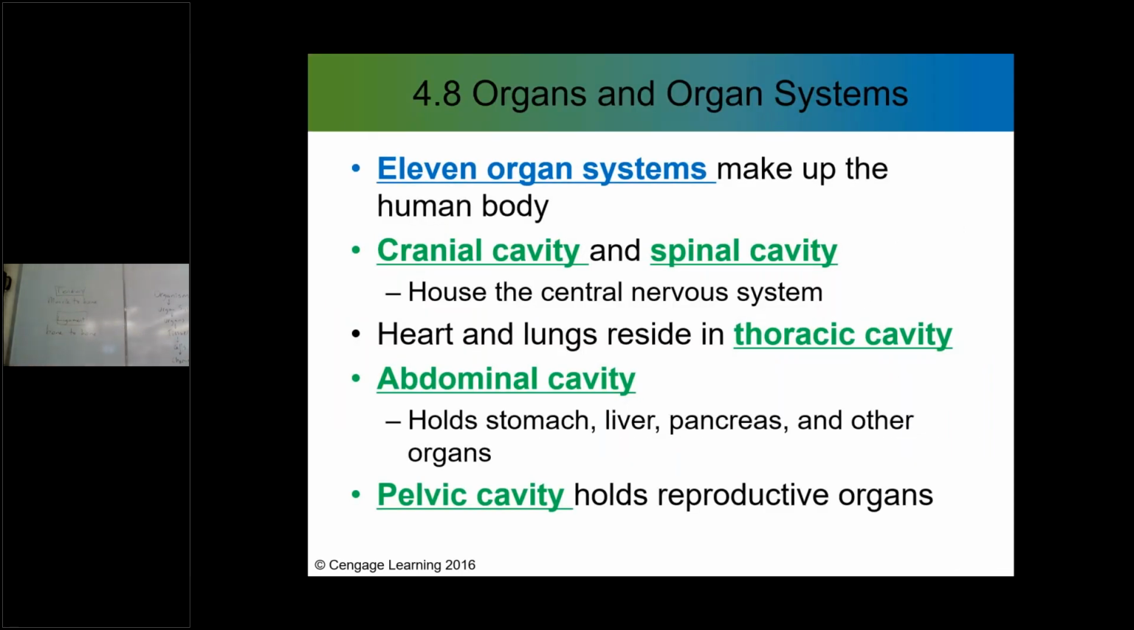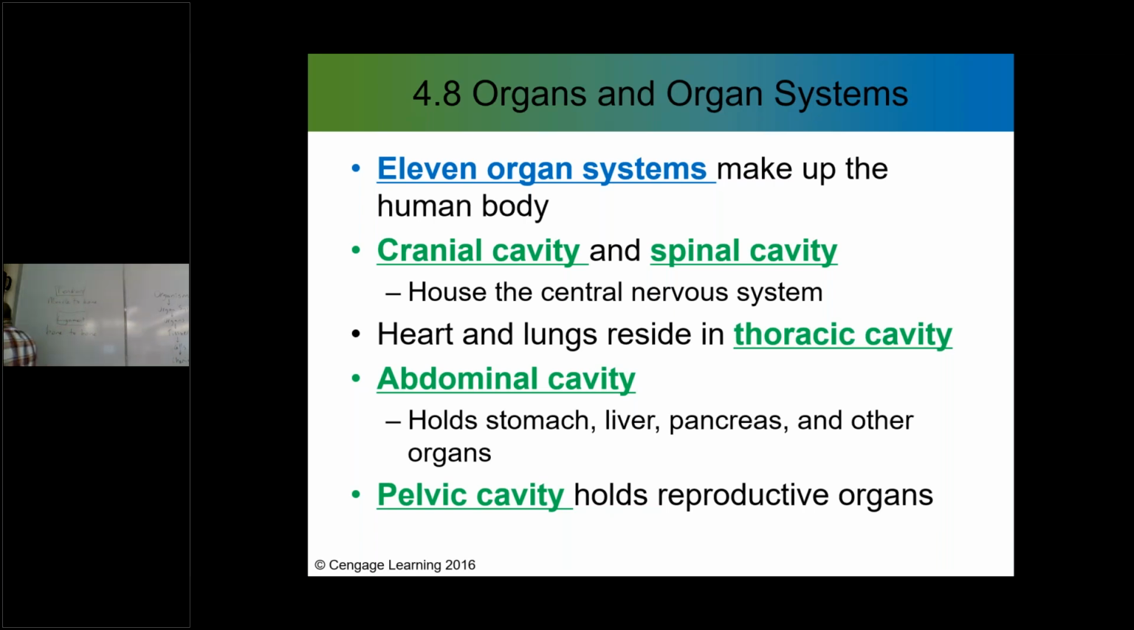All right, this next slide here. The organ systems, we know that. But you'll see here that there are some cavities. A cavity is a space: cranial, spinal, thoracic, abdominal, and pelvic. You should know what each of those are and what they contain. Okay, so just having an idea.